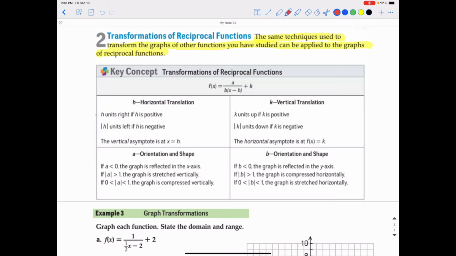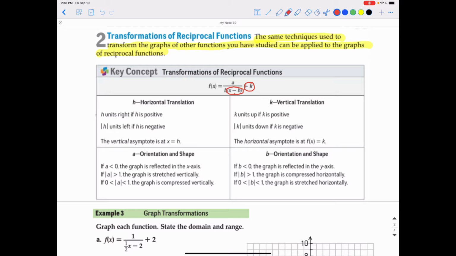H is the horizontal translation. It is going to be grouped with the x. So in this case, being grouped with the x means it will be in the denominator. K is the vertical translation, and it is the part that is not grouped with the x. It is usually attached to the outside either through addition or subtraction, and that's how far up and down that you go.